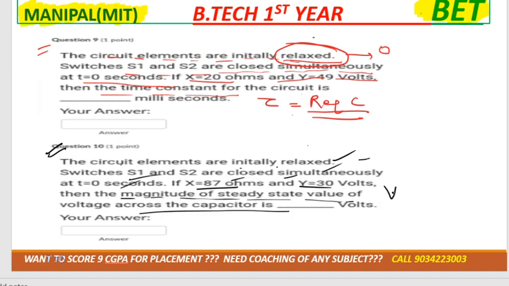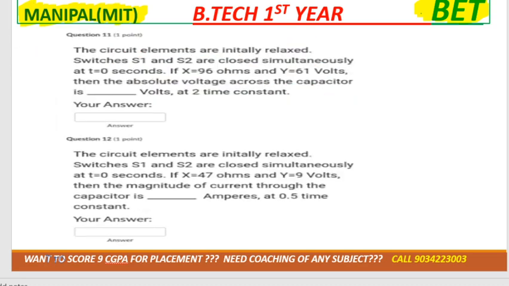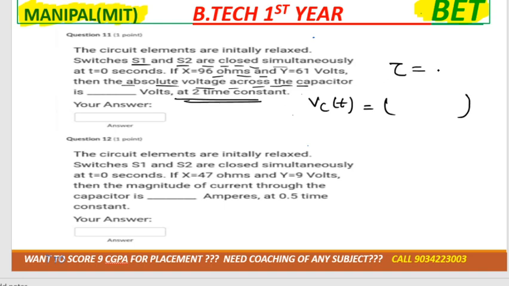Steady state value means VC of infinity they are asking. Okay? Now after that question, this one and this one close simultaneously, then the absolute voltage across the capacitor means VC of t you have calculated now, the complete equation, and they have mentioned at 2 time constant, means time constant is equal to R equivalent multiplied by C. So time constant they have said that is 2 seconds. Okay?